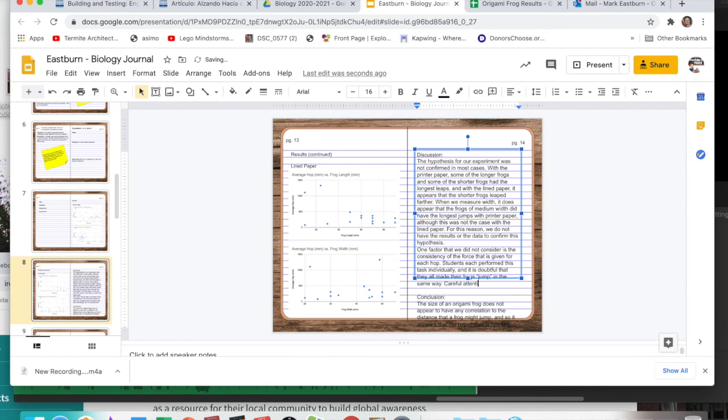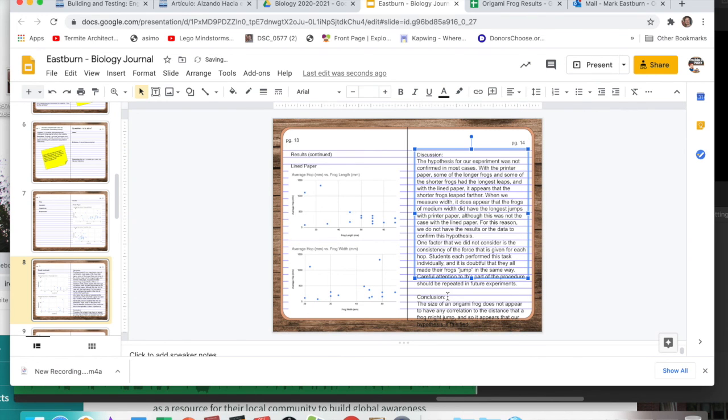So how would we improve that? Really, everyone was pushing on their frogs with a different amount of force, I'm sure. So careful attention to this part of the procedure, where we measure the actual force of the frog's jump, should be repeated in future experiments. Now you can see my discussion ran a little long, even if I make my text box a little bigger.